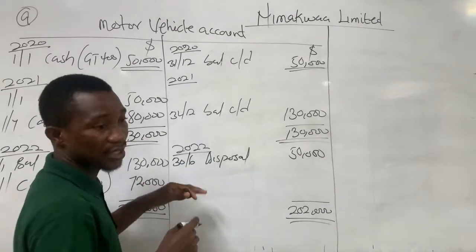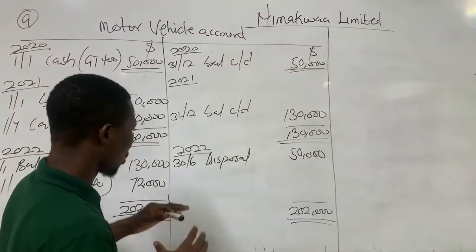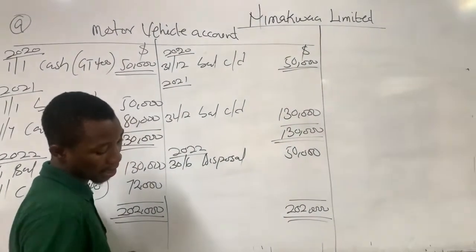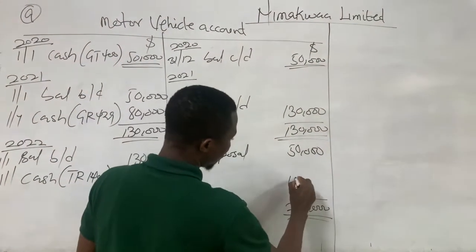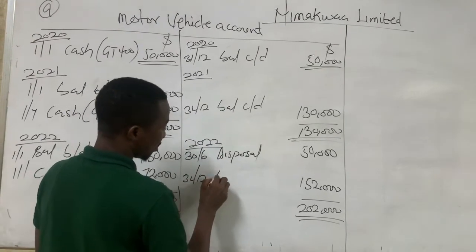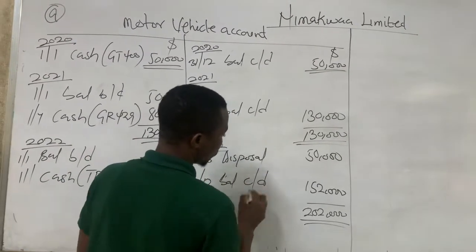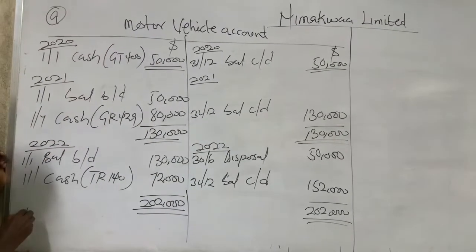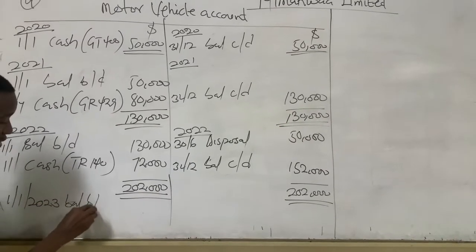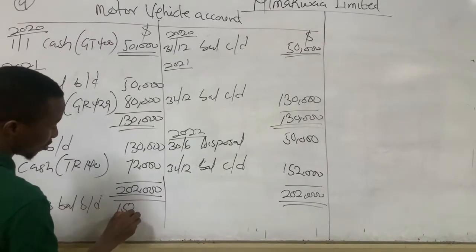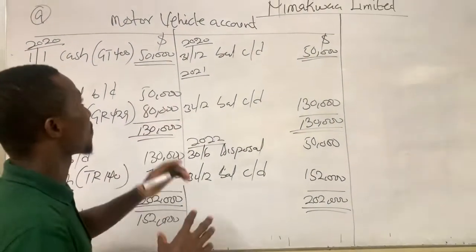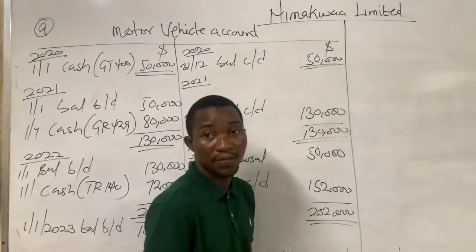So let's consider the closing balance. We want to close off this account. By closing this account, the difference here will be 152,000, and that will be on the 31st of December, the balance carried down. So on 1st January 2023, we have another balance brought down of 152,000. So this is how we prepare the motor vehicle account. Very simple as ABC.